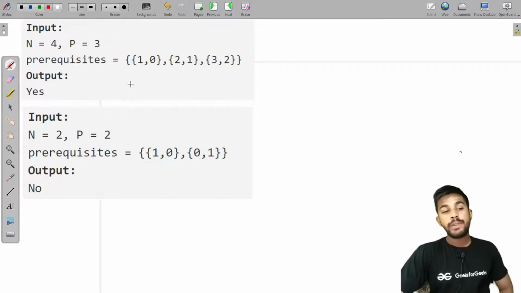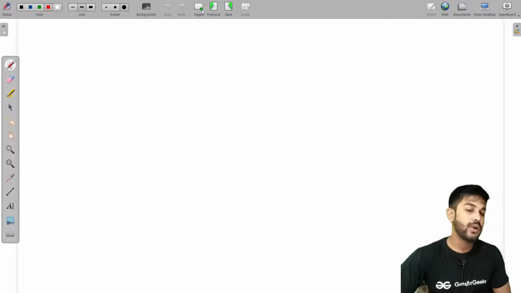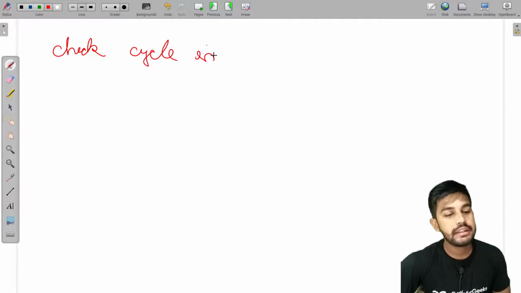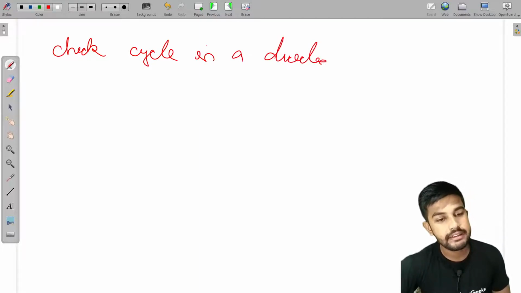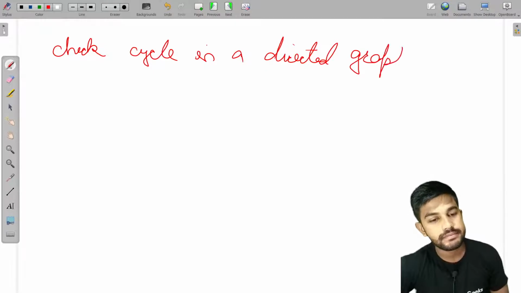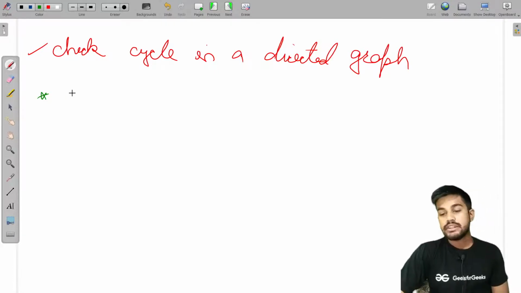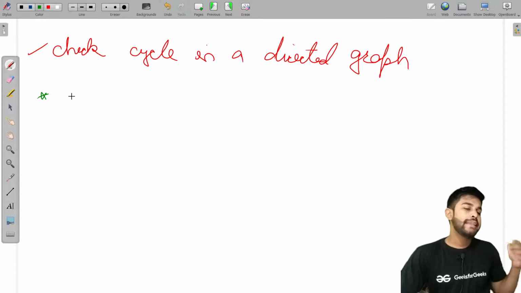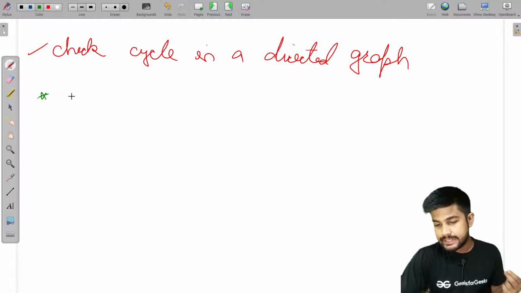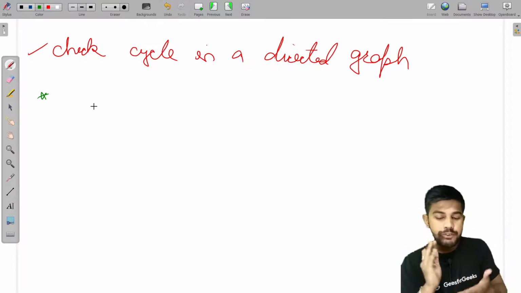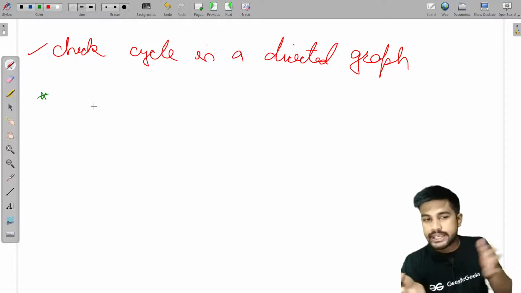Now the problem boils down to the fact that we need to check for a cycle in a directed graph. Now how can we check for a cycle in a directed graph? For an undirected graph, we can check by keeping a parent and a child.